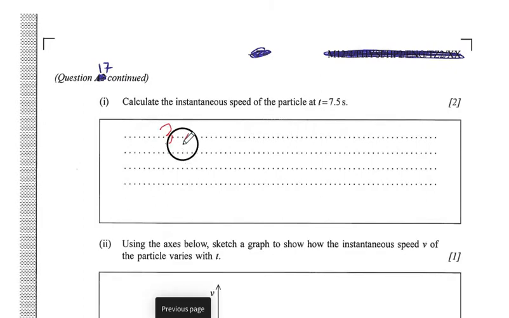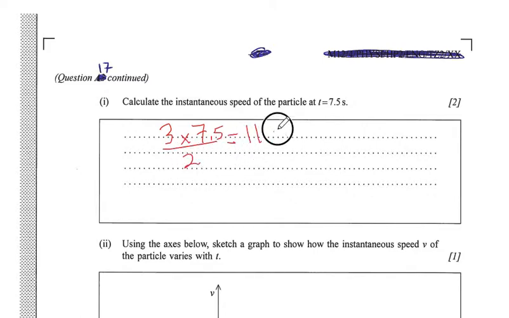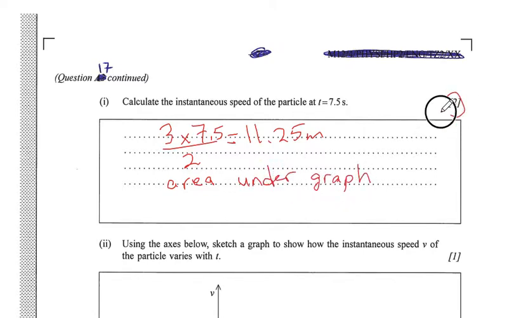So we write 3 times 7.5 and then divided by 2. That gives us 11.25 meters. It's always good to also say that we are using the area under graph, because this is a 2-mark question. So awareness of you're using area under graph and the calculation would be the 2 marks. Yes, this is obviously using area, but it doesn't hurt to write it explicitly so you don't miss that mark.